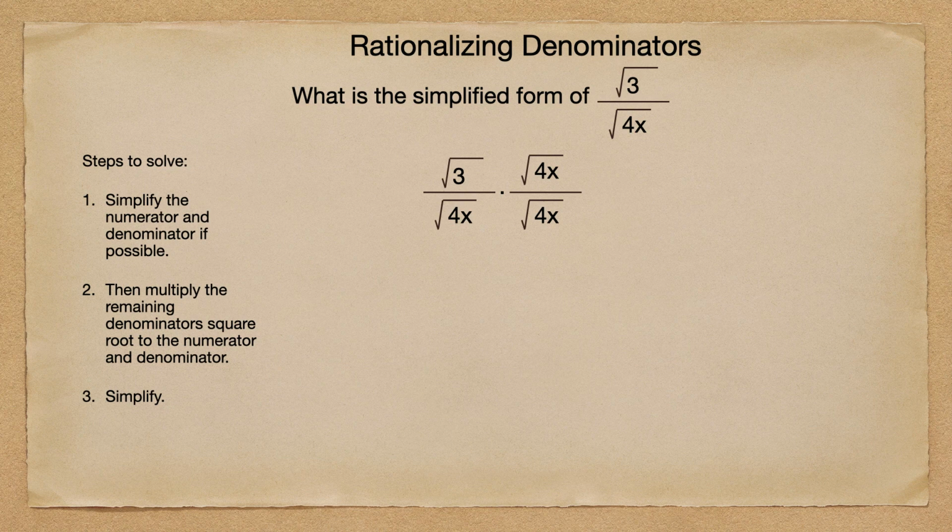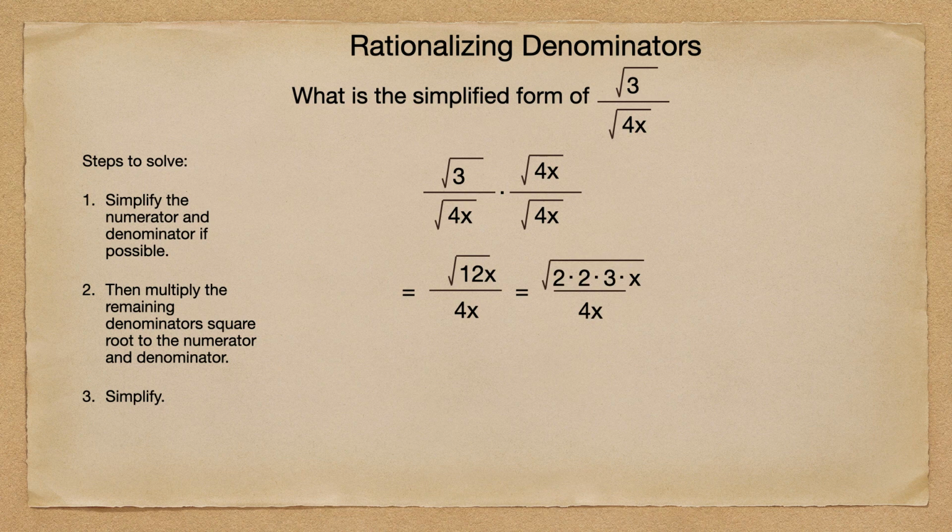The top will then become 12x inside. And square root of 4x times square root of 4x becomes the square root of 16x squared, but simplifies right back to being 4x because we have a pair of 4's and a pair of x's. We now want to simplify the top. We can break the top down into 2 times 2 times 3 times x.